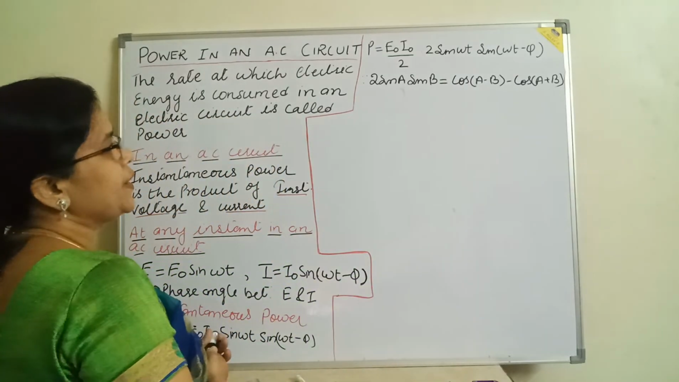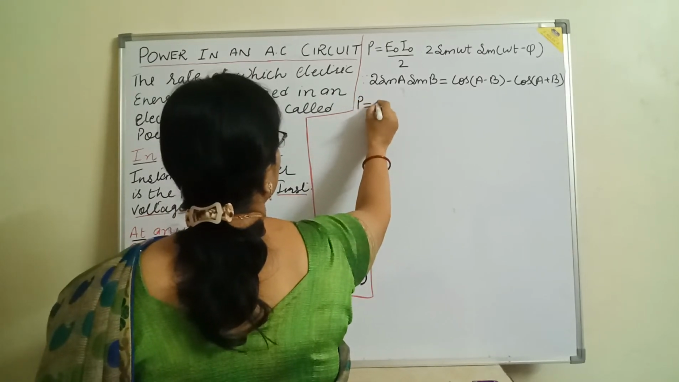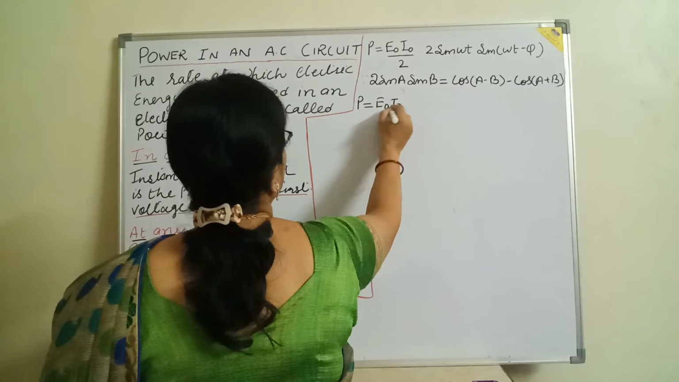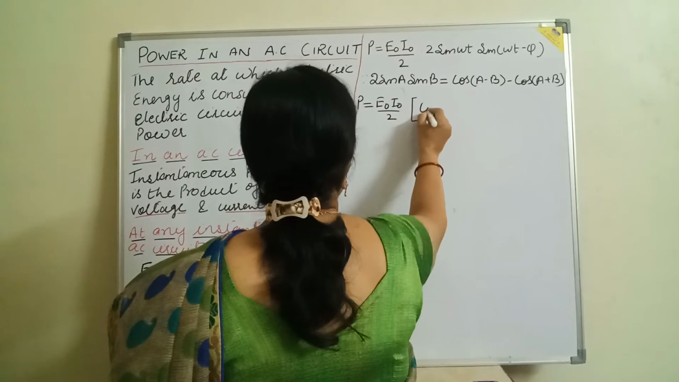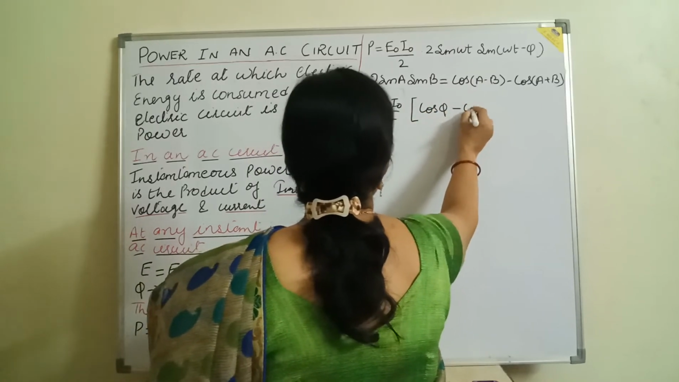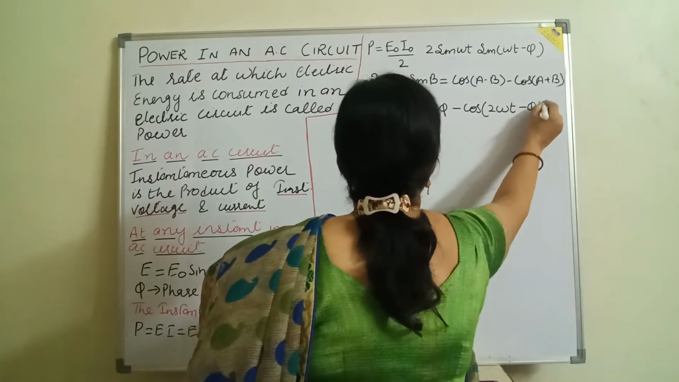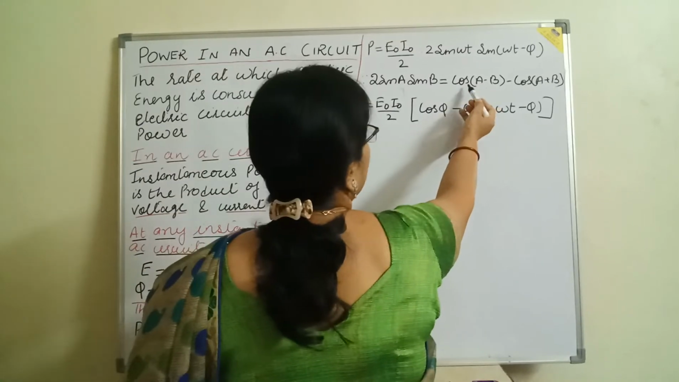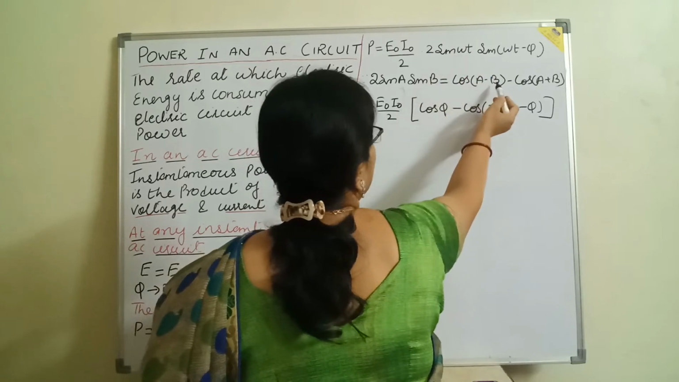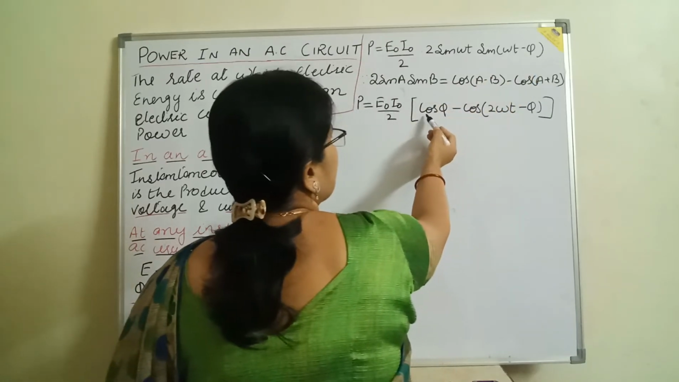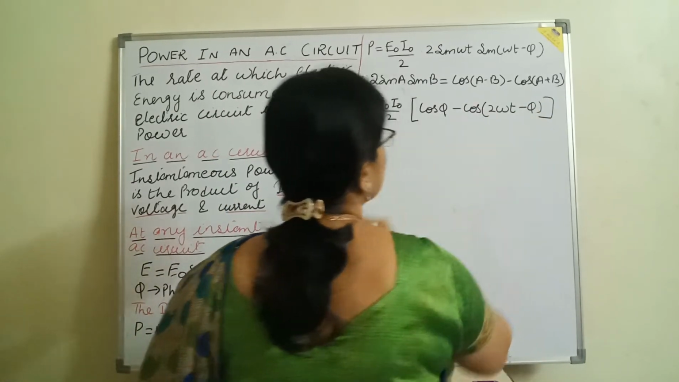By using this identity, now I am going to write the expression of the power, that is P is equal to E0 I0 upon 2 times [cos phi minus cos (2 omega t minus phi)]. When you take cos (A minus B), you get cos phi, because in place of A we have omega t, and in place of B we have omega t minus phi. So the first expression is cos phi, and the second, by using this identity, is cos (2 omega t minus phi).